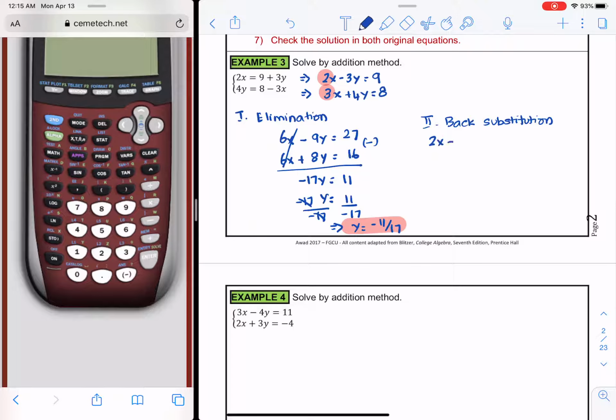2x minus 3 times negative 11 over 17 would equal 9. 2x plus 33 over 17 would equal 9. 2x would equal 9 minus 33 over 17. And if I have to combine the two numbers, I need to find a common denominator, which would be 17.